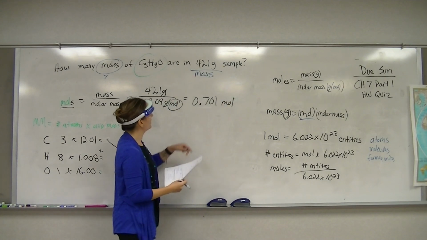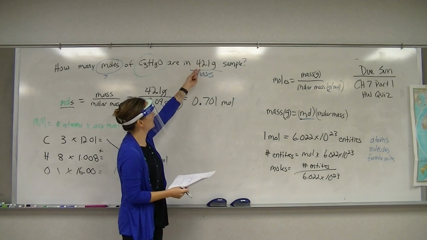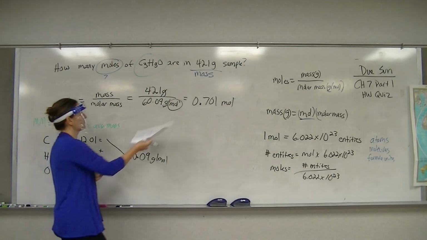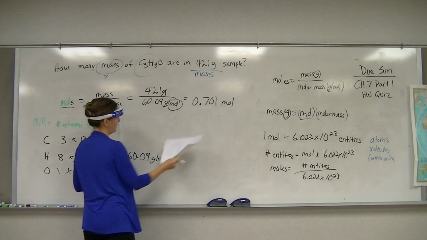Why did I go out that far? Because I used the significant figures of the number in the question. There were 3 significant figures here, so I kept it at 3 there as well.